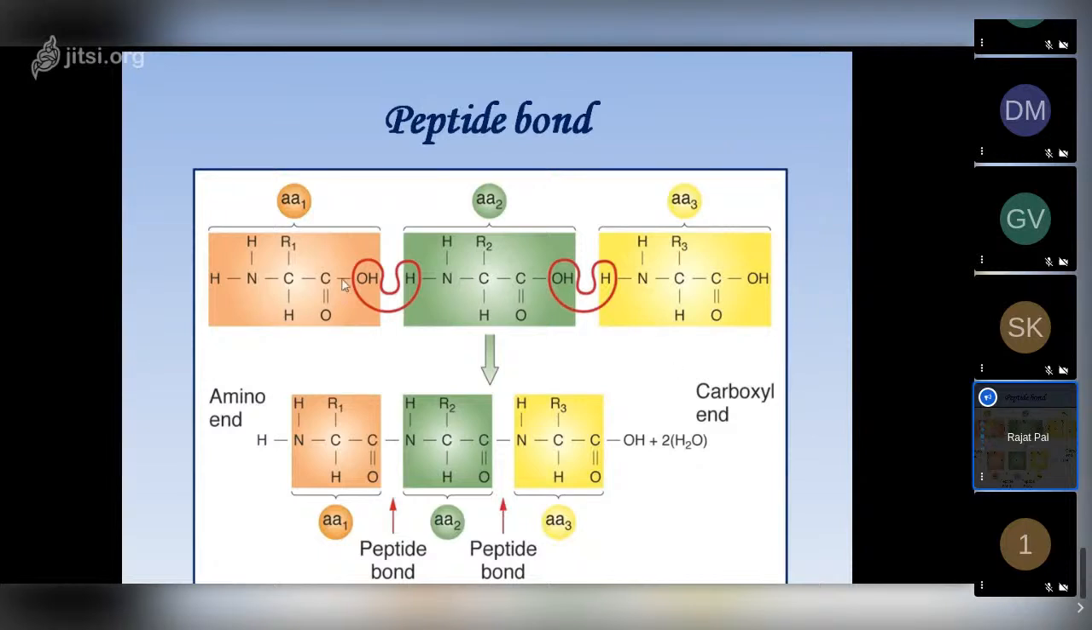In one polypeptide, one nitrogen end is there and one carbon end is there. The end where the COOH group is present is known as the carboxyl end, and the end where the NH2 group is present is known as the amino end. Okay, so this is the polymer of all the amino acids, and in this way the amino acids get together to form a polypeptide or protein molecule.